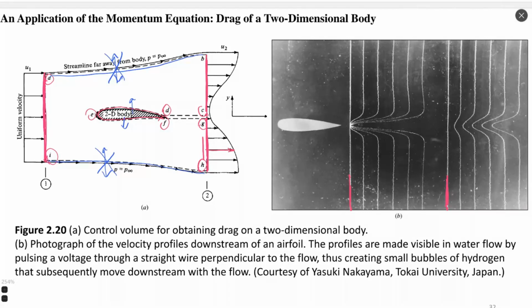Because they are far from the body, pressure is equal to infinite pressure, so there is no pressure difference far from the body, and all other forces except this force that acts on the body, the pressure force which acts on the body, are equal to 0. So these red lines which I showed you here are the only quantities which we need to take into account to calculate the force balance for the momentum equation.